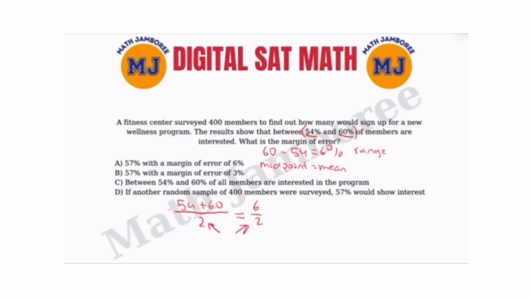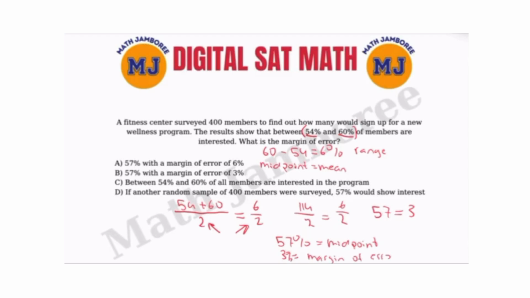That is pretty basic. Now, 54 plus 60 is 114 divided by 2 equals 6 divided by 2. 114 divided by 2 is 57. That equals 6 divided by 2 is 3. So our midpoint is 57%, and our margin of error is 3%.